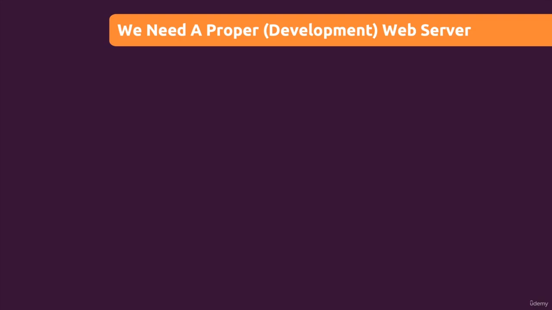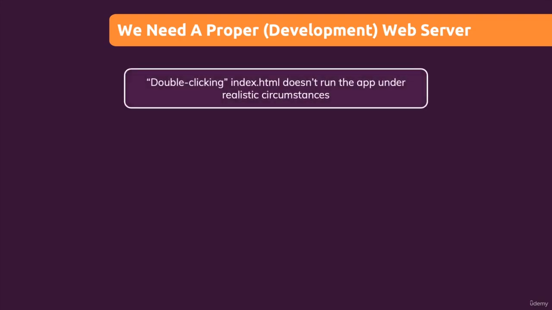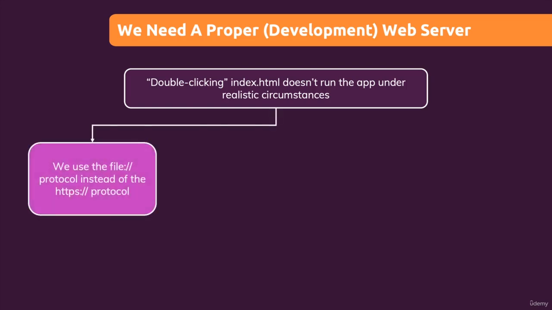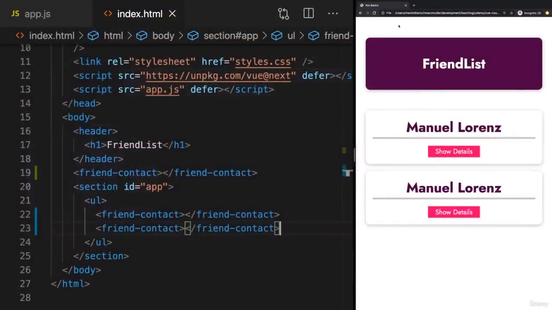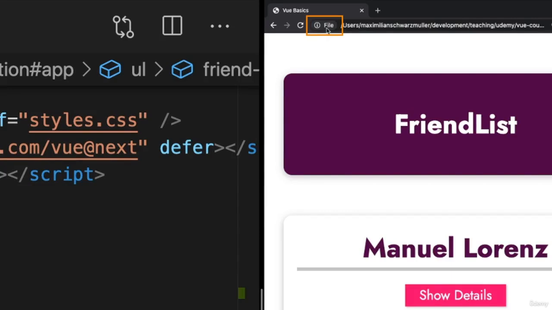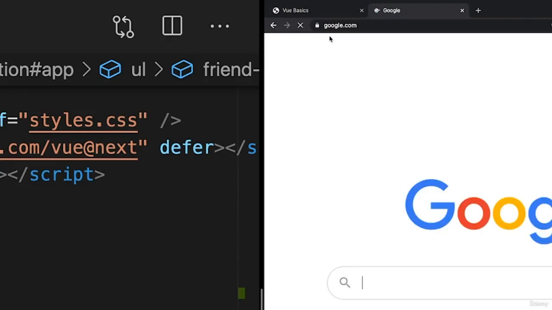Currently, we're testing our Vue application by double-clicking the index.html file and then seeing it in the browser. This works, but it's actually unrealistic. It's not how we want to test this. Why? Because with that, we actually use the file protocol instead of the HTTPS protocol. You can see this here. This is loaded as a file in the browser. Now, if I load a page like google.com, this is not loaded as a file. Instead, this is loaded as a website using the HTTP, or actually the HTTPS protocol.